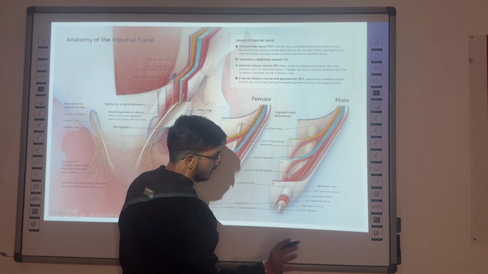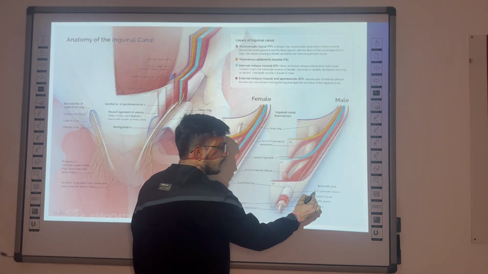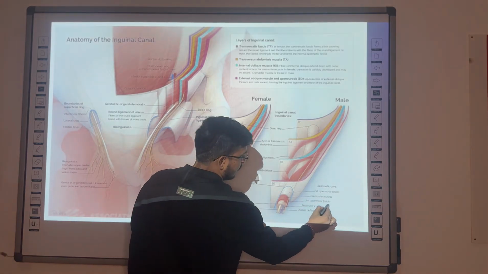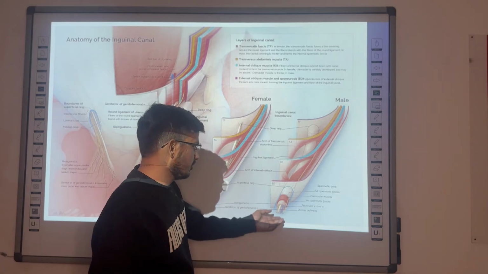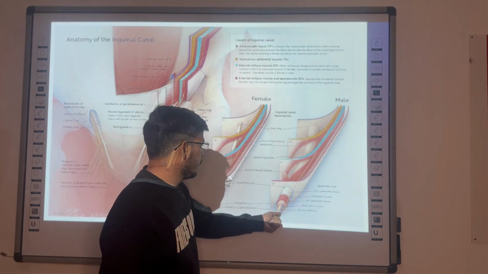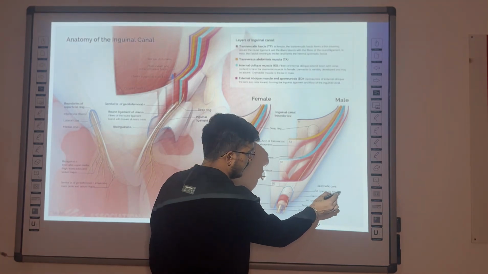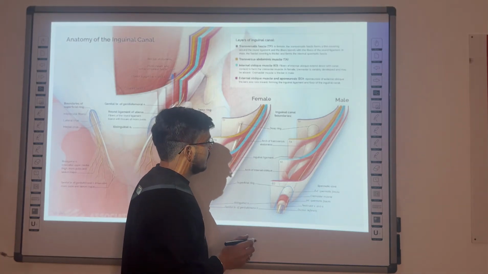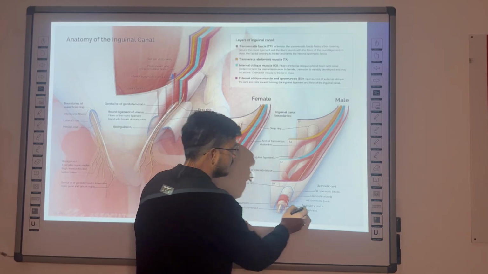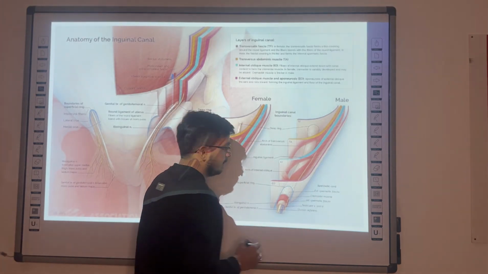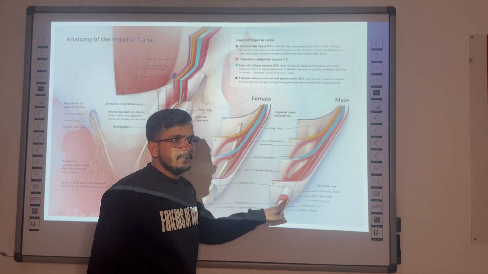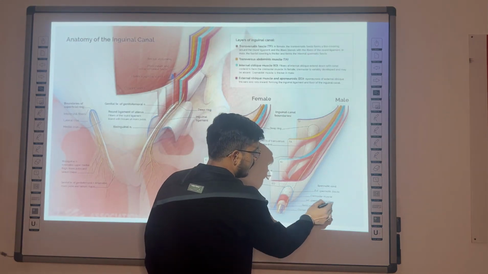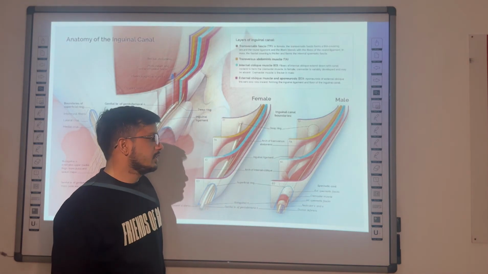We have three layers of the spermatic cord: the external spermatic fascia, then the cremasteric fascia, then the internal spermatic fascia, and we have the testicular artery and vein, and then the ductus deferens. The external spermatic fascia is the continuation of the aponeurosis of the external oblique muscle, the cremasteric fascia is the continuation of the internal oblique muscle, and the internal spermatic fascia is the continuation of the transversalis fascia.